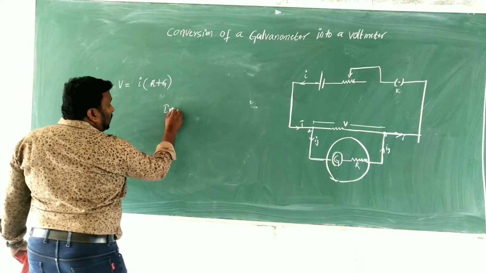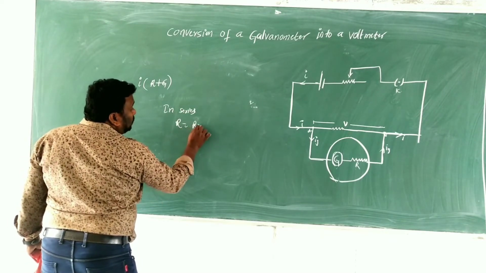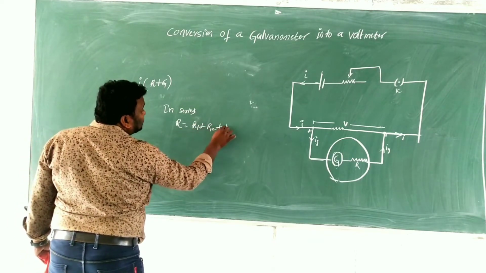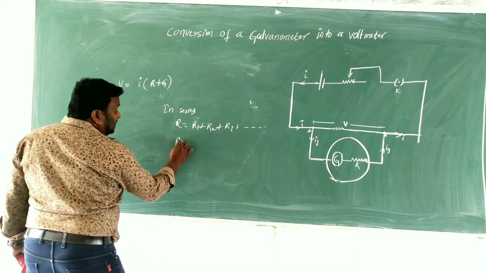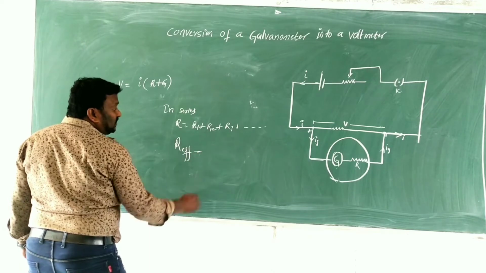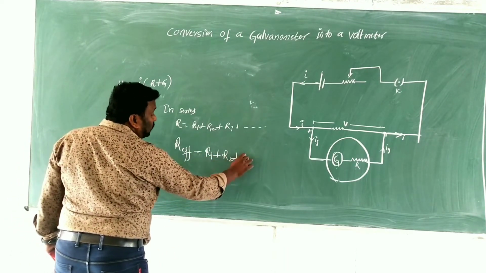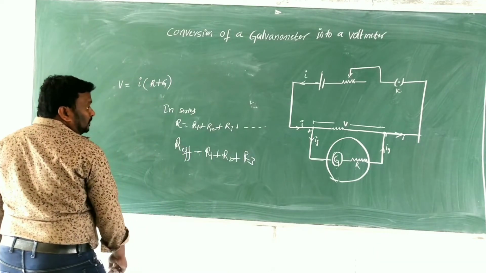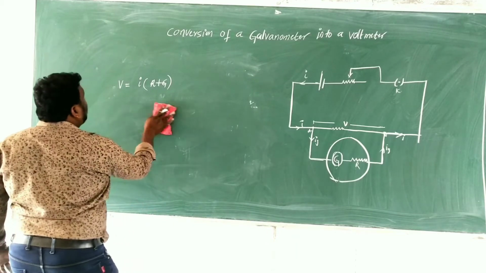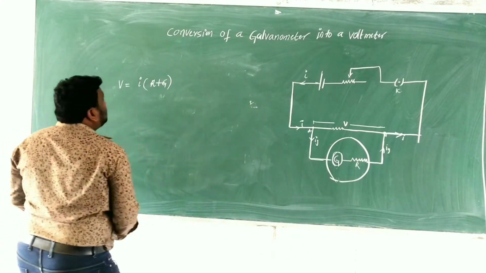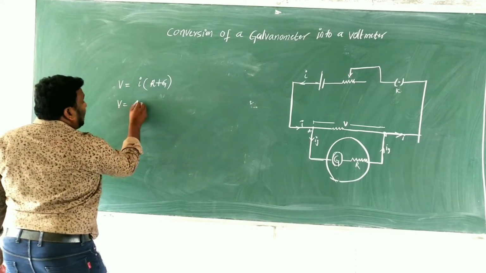Clear? Children, all of you know that in series combination R is equal to R1 plus R2 plus R3 and so on. Here R is the effective resistance. R effective is equal to R1 plus R2 plus R3. Clear, children? So by using that relation we write V is equal to I into R plus G. So here I is nothing but Ig.